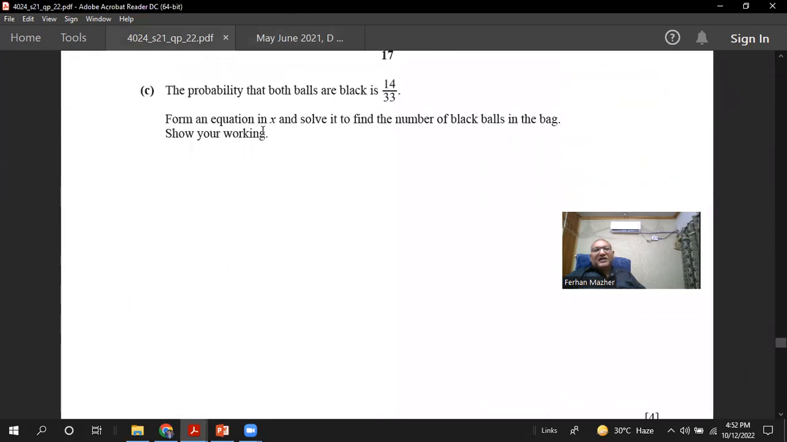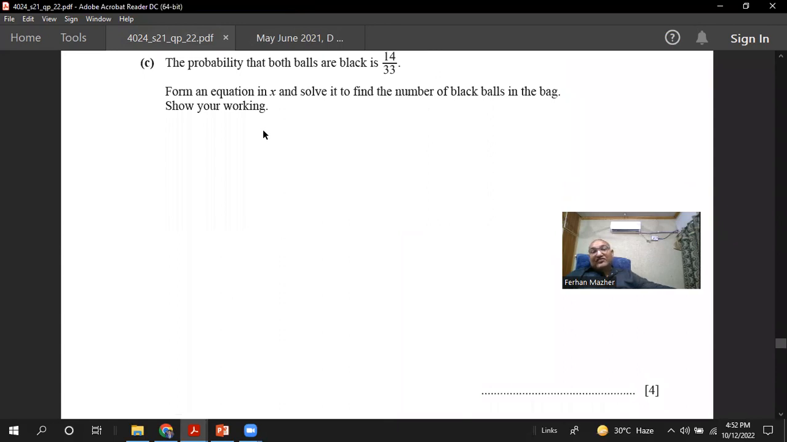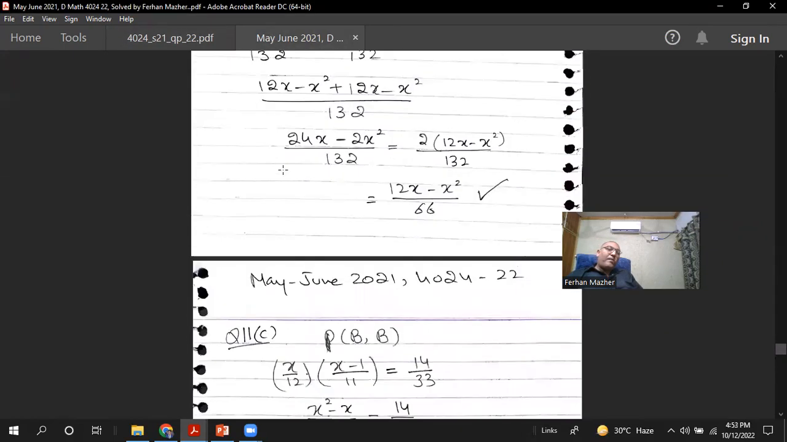Okay, and then the next part, a 4 marks question. He says the probability that both the balls are black is 14 by 33. Form an equation in x and solve it to find the number of black balls in the bag, show your working.